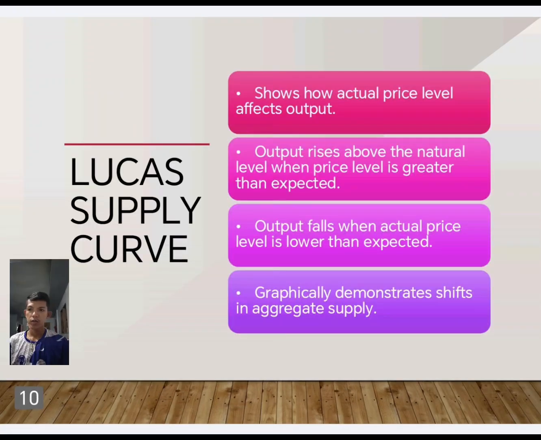This slide explains the theory in plain terms. It shows how the actual price level affects output. Output rises above the natural level when the price level is greater than expected. Output falls when the actual price level is lower than the expected. This graphically demonstrates the shift in aggregate supply.